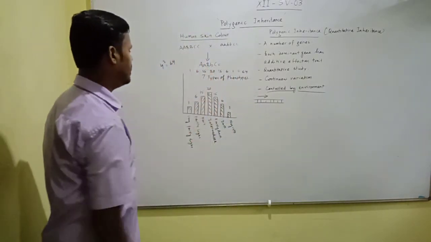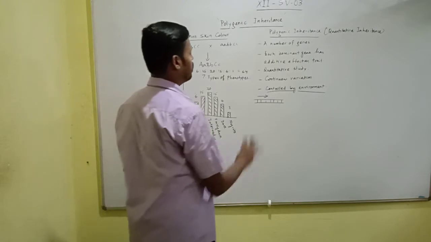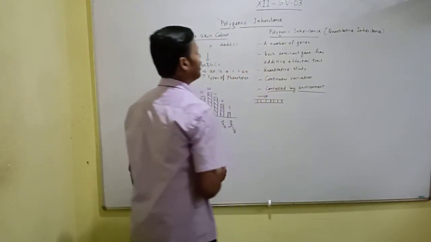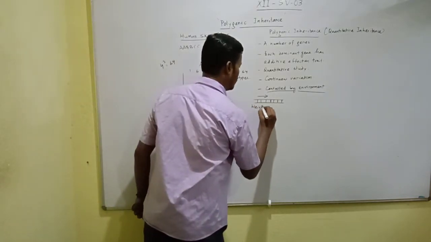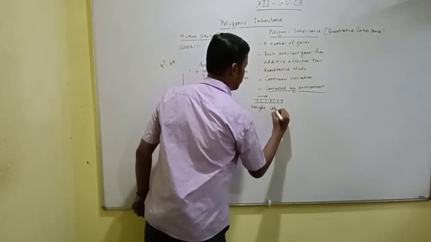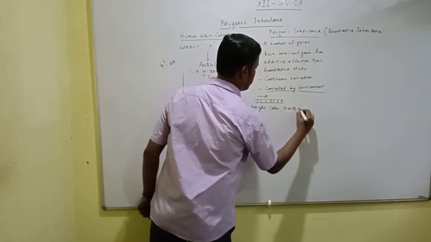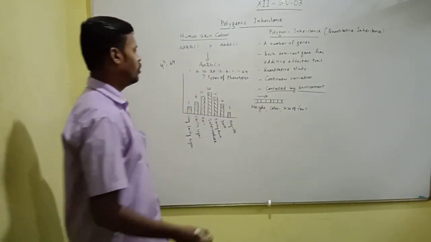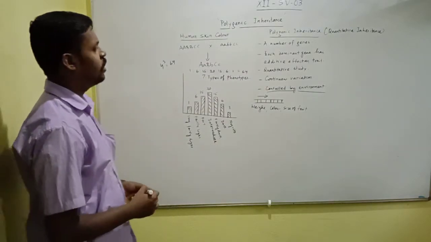Most of the characters are controlled by polygenic inheritance. They are not controlled by a single gene, so this is polygenic inheritance. Your height, color, size of fruit, all are environmentally or hormonally controlled along with the genes. So this is all about your polygenic inheritance.